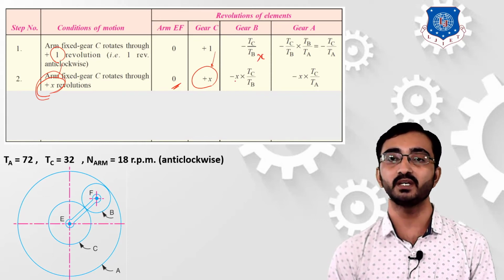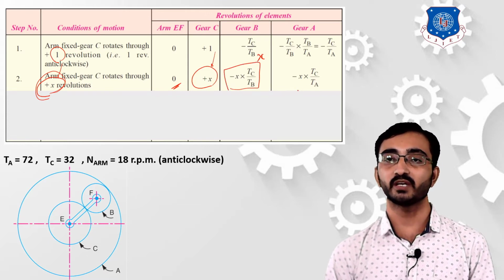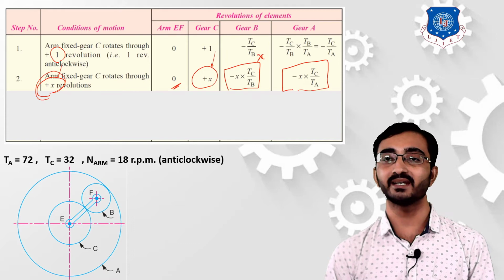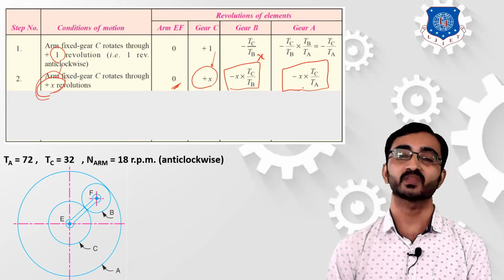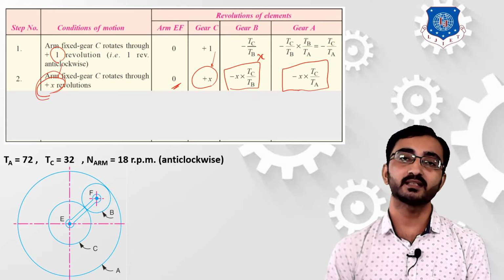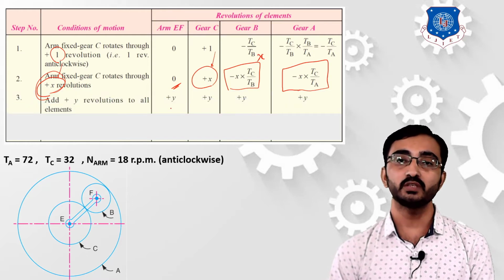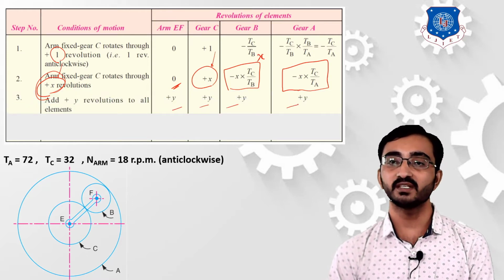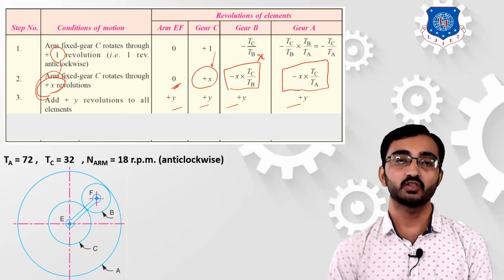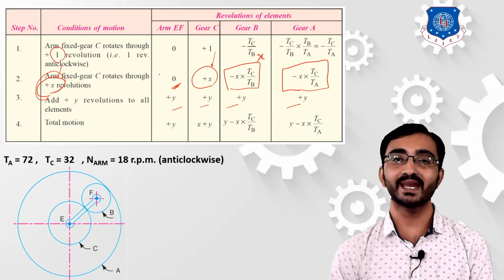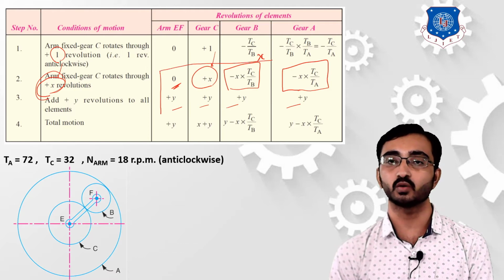So that's why here it will be minus x Tc by Tb, and similarly your equation for speed of gear A will be minus x Tc by Ta. Now if we consider the third condition, that we are adding plus y revolution to each and every element of this assembly, in that case your total motion can be the addition of your second and third row.